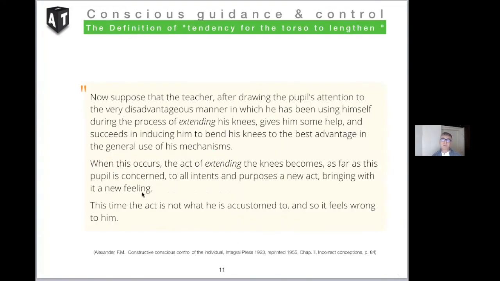I've made a pun. I'm not very proud of it, but I've taken a sentence from the books Alexander has written, and I've changed one word for you to find which one it is. So he says, now suppose that the teacher, after drawing the pupil's attention to the very disadvantageous manner in which he has been using himself during the process of extending his knees, gives some help, and succeeds in inducing him to bend his knees to the best advantage in the general use of his mechanisms. When this occurs, the act of extending the knees becomes, as far as this pupil is concerned, to all intents and purposes, a new act, bringing with it a new feeling. This time, the act is not what he is accustomed to, and so it feels wrong to him. I've changed one word only.